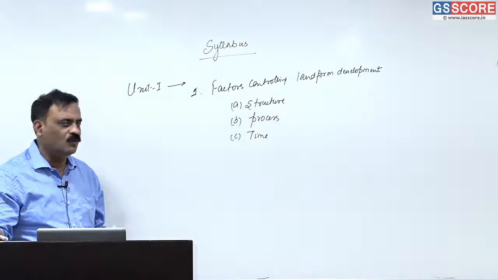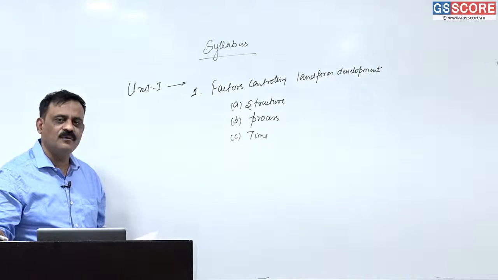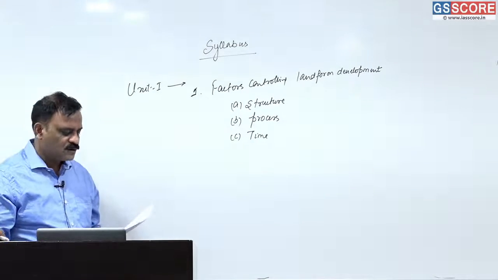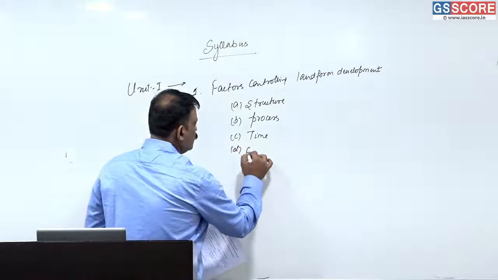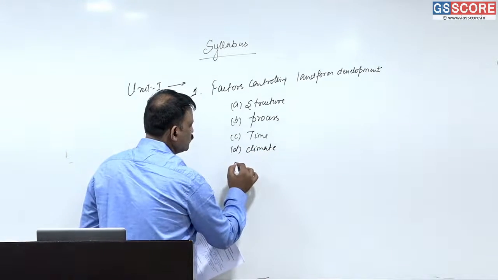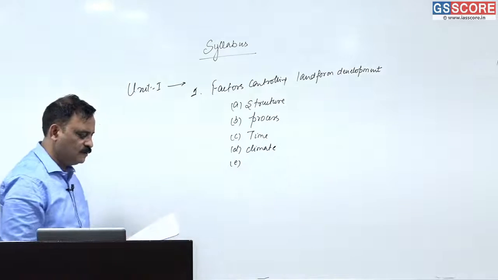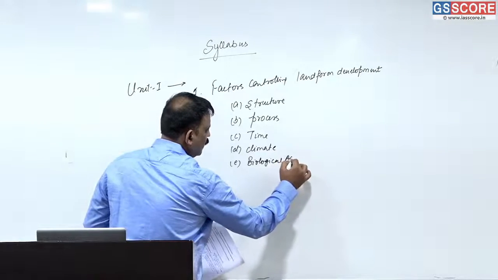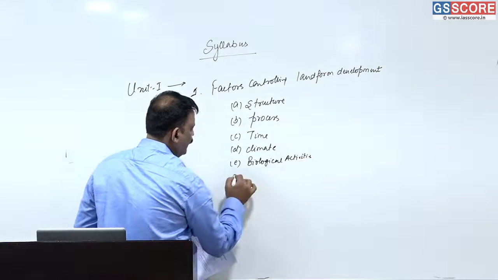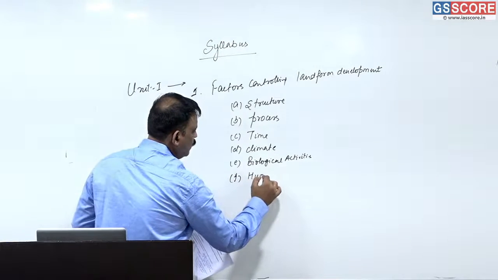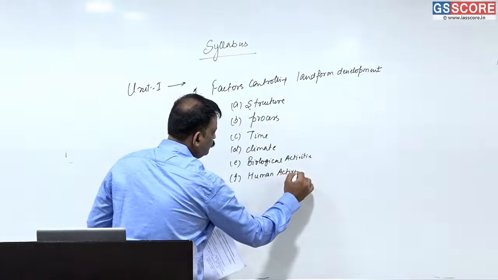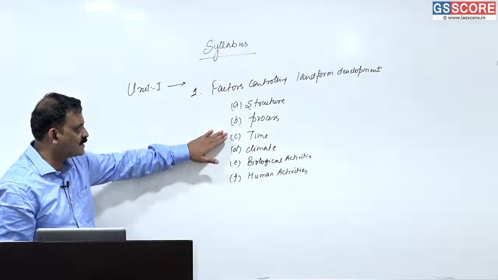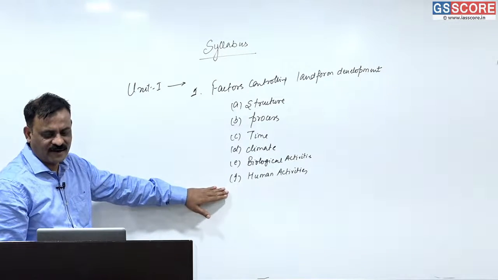Many scholars have given their own opinions related to the factors controlling the landforms, and we also have geomorphological theories, which you are expected to study in this particular topic. So we have climate, which is also a factor that governs landforms. You can also take biological activities that may be governing the landforms, and you can also take human activities. So in this topic you need to study structure, process, time, climate, biological activities and human activities.